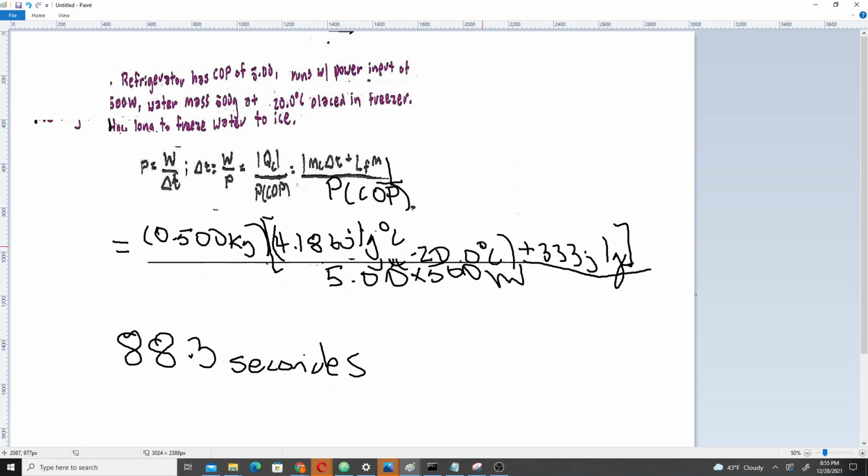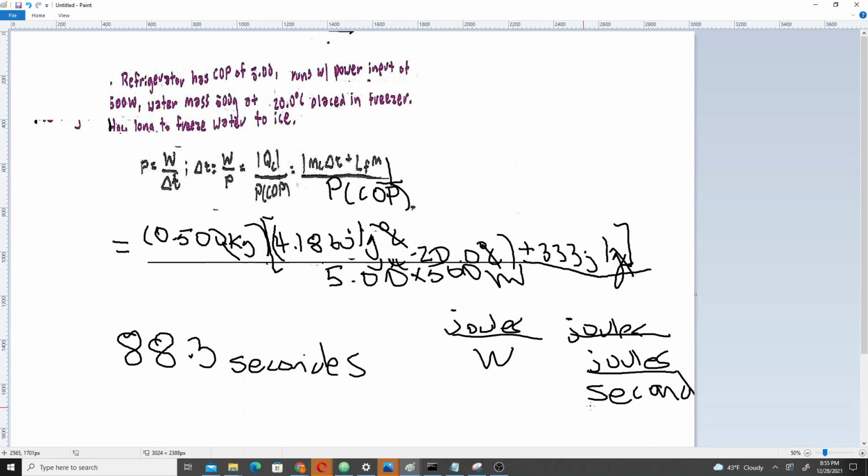So degrees Celsius and degrees Celsius cancel. Joules per gram, that will cancel. You'll just have joules over work. Joules is just joules, and then work is joules per second. So joules and joules will cancel, and then you have 1 over 1 over second, which is just second. That's how you end up with that unit.